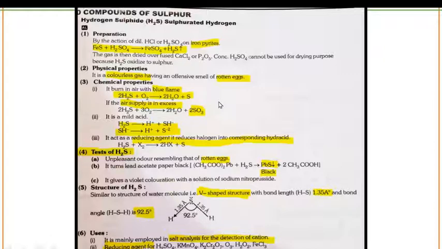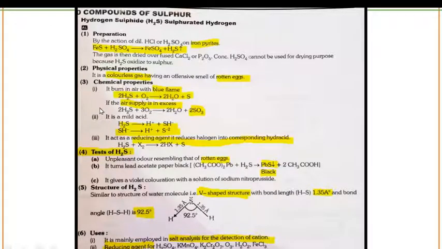It acts as a reducing agent. H2S also reacts as a reducing agent. It reduces halogen into corresponding hydra acids. Now the test of H2S. This is very important. How to test H2S gas present in a compound or not.